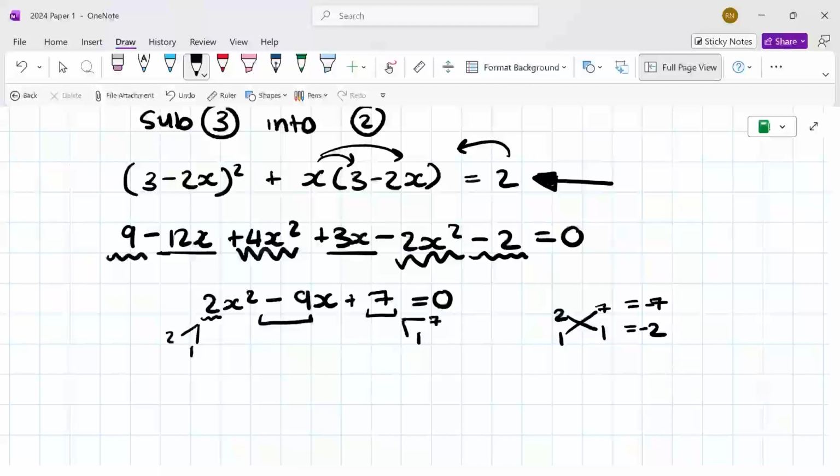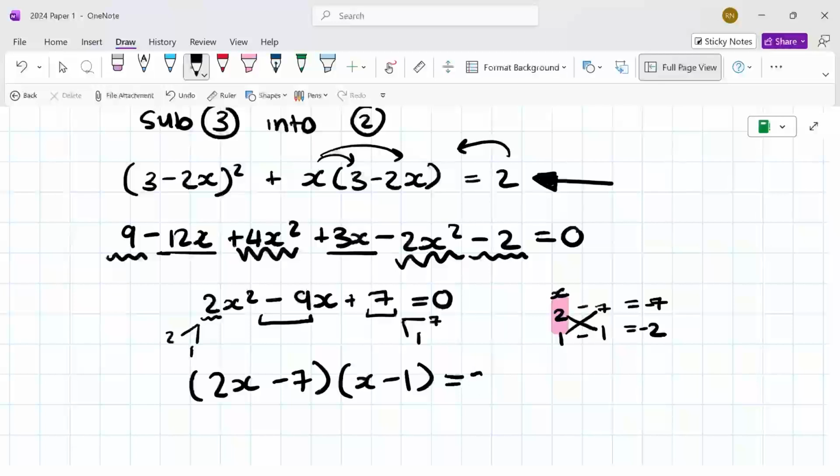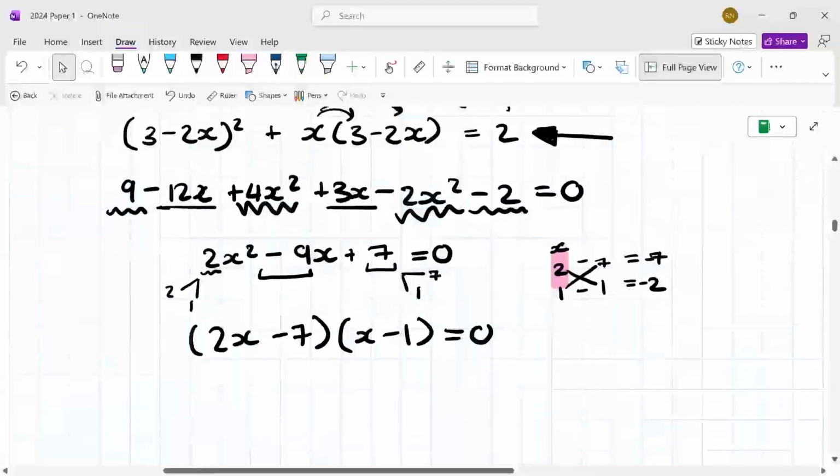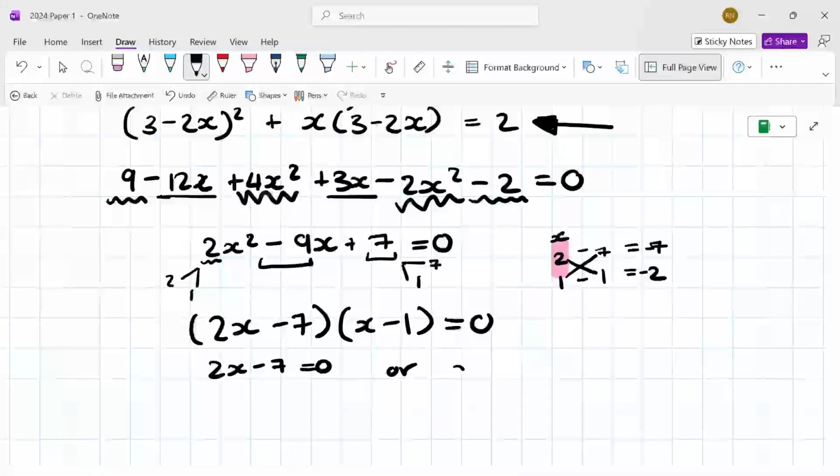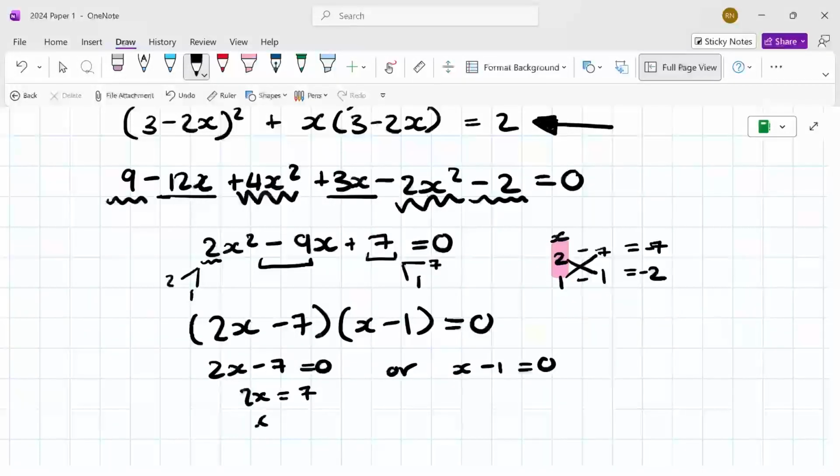I have to say minus 7 minus 2. So here, these are the x's, and those are just the constants. My two brackets will be 2x minus 7, and then the other one will be x minus 1, equal to 0. And so my two equations are 2x minus 7 equals 0, or x minus 1 equals 0. So 2x equals 7, so x equals 7 over 2, or x equals 1.